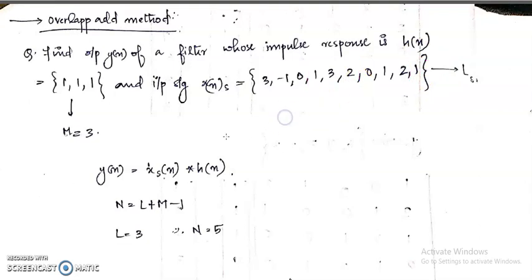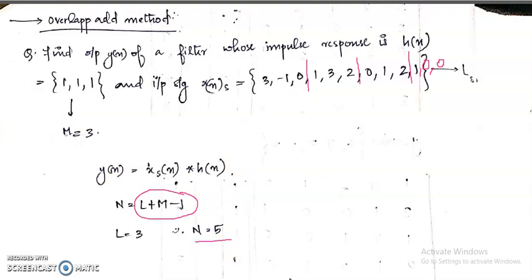The next step is that we want to modify each block to a length equal to L plus M minus 1. We know that L is 3 and M is 3, so L plus M minus 1 is 5. So we want to modify each block of length 3 into a length of 5. That is the next step.